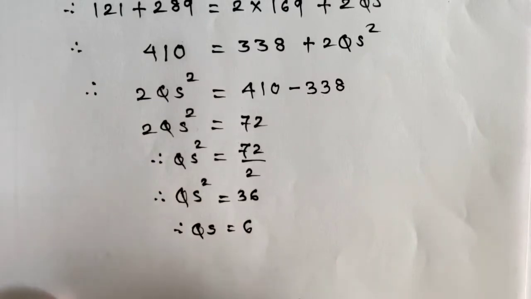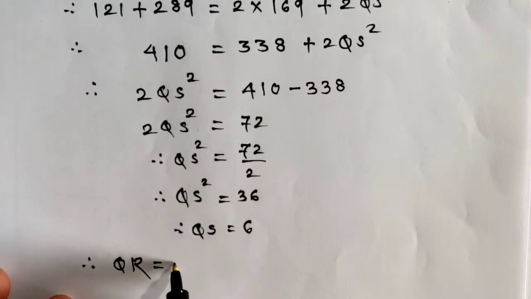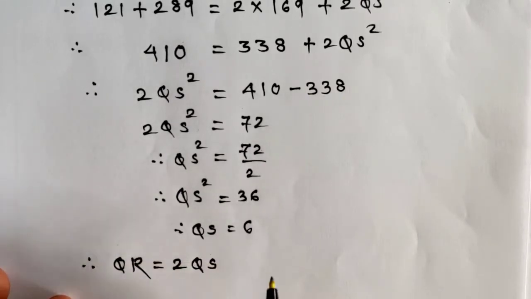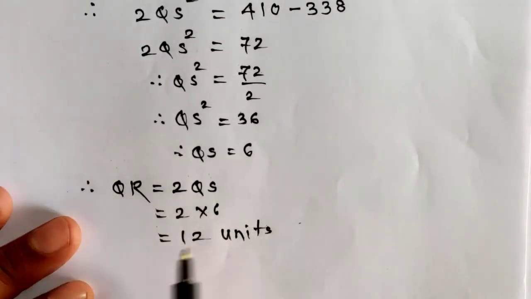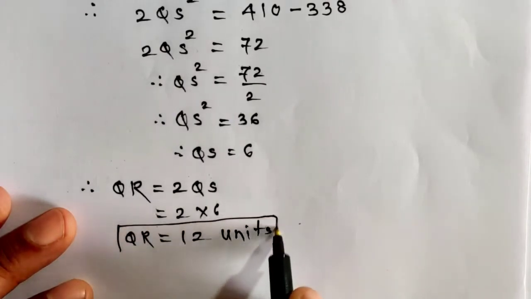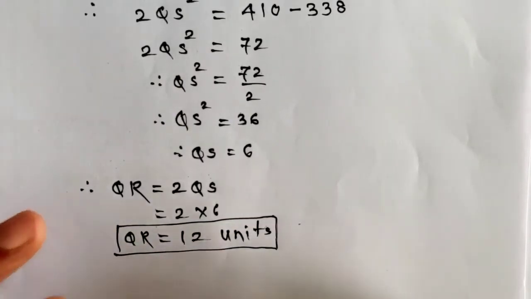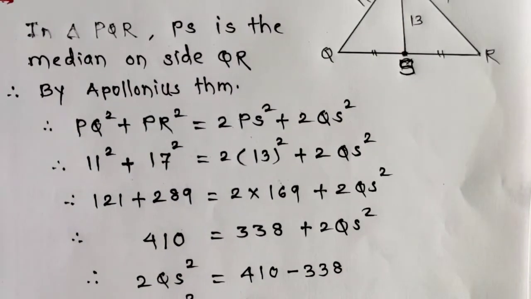Now we have to find QR, not QS. Therefore QR is equal to 2QS because S is the midpoint. So we get 2 into 6 is equal to 12 units. So in this way we can find QR. So we get QR is equal to 12 units. That is our answer. So let us see again how to use that Apollonius theorem.